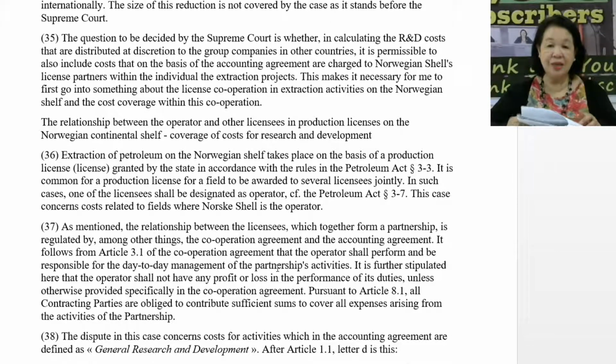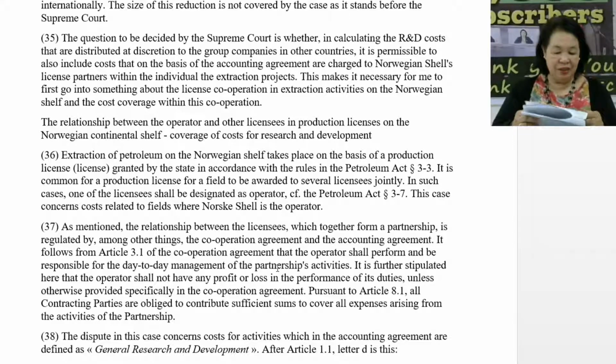So, this is an extractive industry, no? Ito yung mga industries na talagang gaining. The relationship between the operator and other licenses and production licenses on the Norwegian continental shelf, coverage of cost for research and development. Ito na yung maghahanap ka na ng comparables mo and mag-compare ka na ng companies, no?